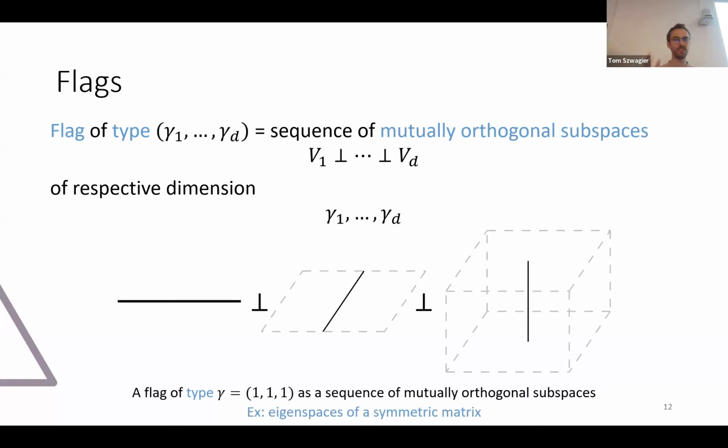And there is already an important example of flag under this definition, which are the eigenspaces of a symmetric matrix, because they will form a flag of mutually orthogonal subspaces whose type is the sequence of eigenvalue multiplicities of your symmetric matrix.